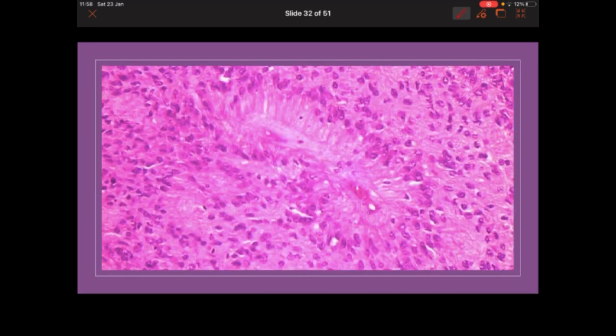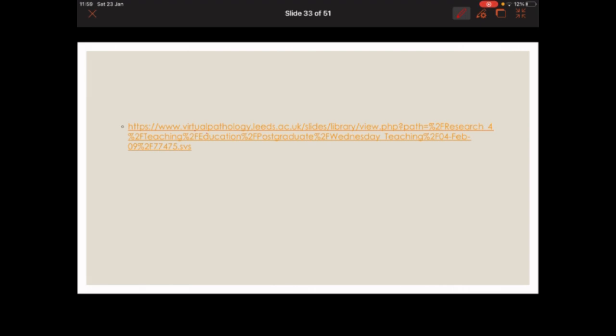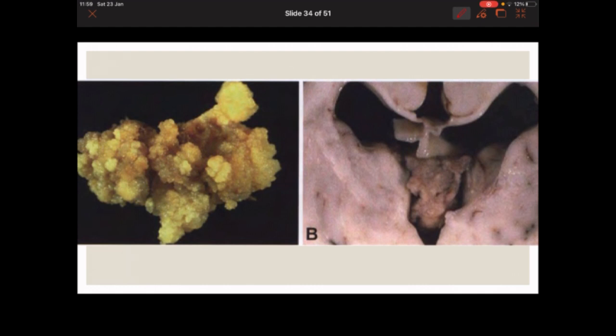This is a closer view of the ependymal pseudorosette. This is a blood vessel because we can appreciate red blood cells within it, and the blood vessel is surrounded by these tumor cells, with this perivascular anucleated zone. There are no nuclei within this perivascular zone, and beyond it you can appreciate the neoplastic tumor nuclei surrounding it. Later I will share with you the slide of this ependymoma.